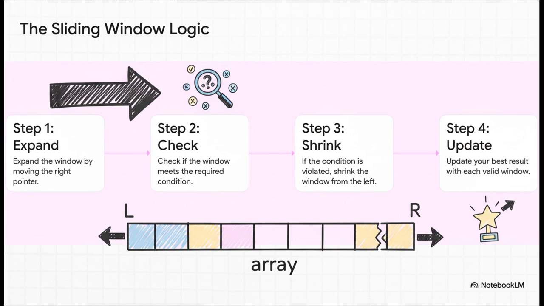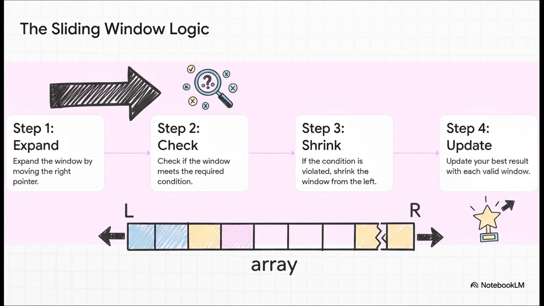So here's the core loop, the secret sauce, right? You just keep expanding the window by moving your right pointer forward. And with each little expansion, you ask yourself, is my window still valid? Maybe the rule is no repeating characters, or at most k distinct elements. The very second your window becomes invalid, you start shrinking it from the left until it's valid again.